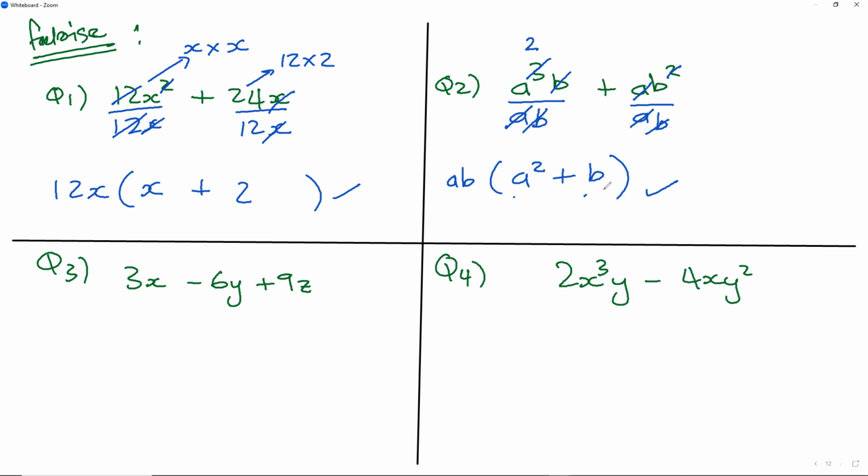Partial factorization means that you left something inside the bracket and you haven't taken it out, like the b is still in there, and then you won't get full marks for that, you'll only get half marks for it.